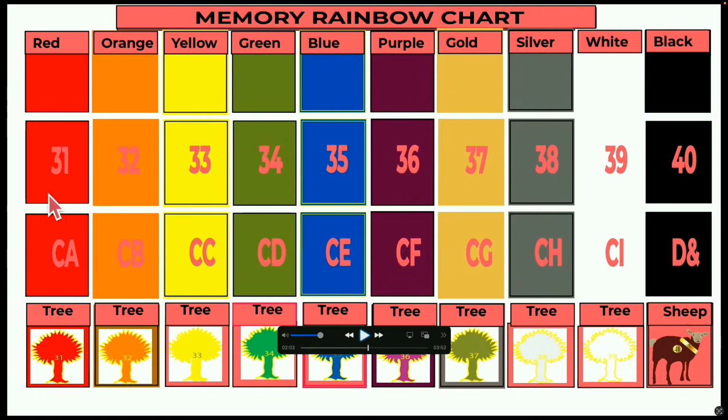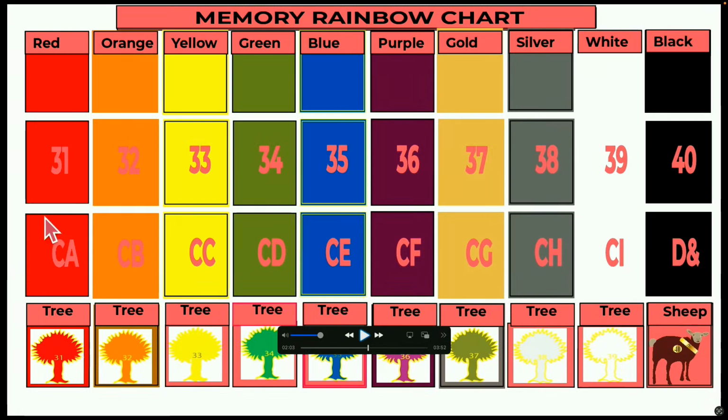So here we are at 31 through 39. Notice how these colors are repeating themselves. 31 ends in 1, it's the red tree. 32 ends in 2, it's the orange tree, the yellow tree, the green tree, the blue, the purple, the gold, the silver, and the white tree. And notice I did the same thing with the letters. So now all of these have letters that you can use as you're studying and putting together formulas, math. You can do math with this, pretty much anything, history.